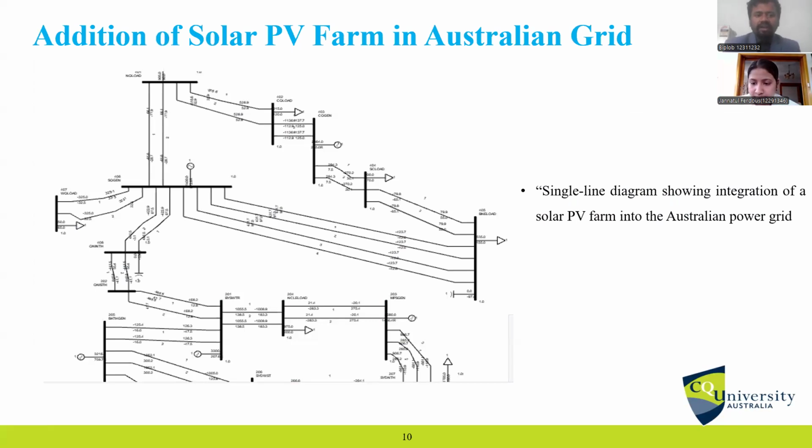Here we model the integration of a solar PV farm into the Australian national grid. The single line diagram illustrates how the PV plant is connected through the transmission network to the main grid. This step allowed us to observe the impact of renewable generation on voltage, power flow, and stability under different load conditions. The connection was designed to comply with AEMO and NER standards, ensuring that the PV system operates safely and reliably as part of the national grid.